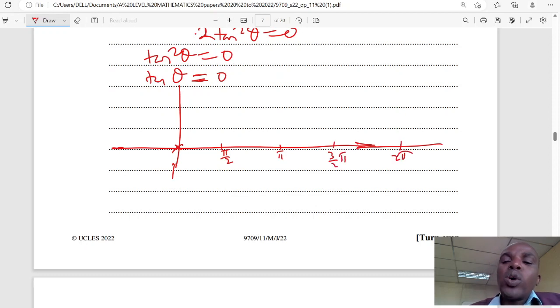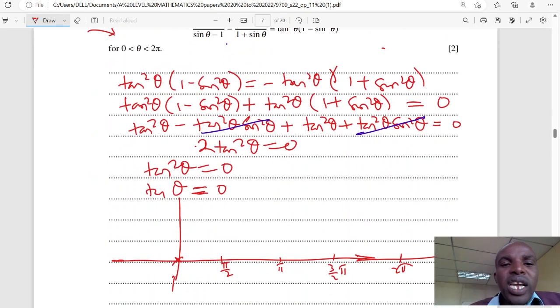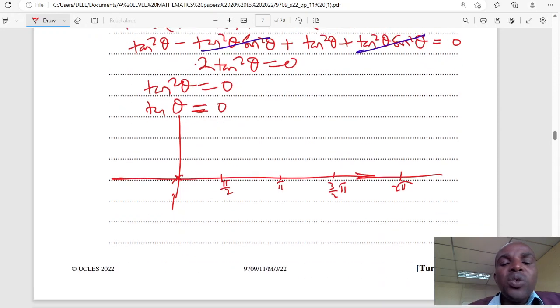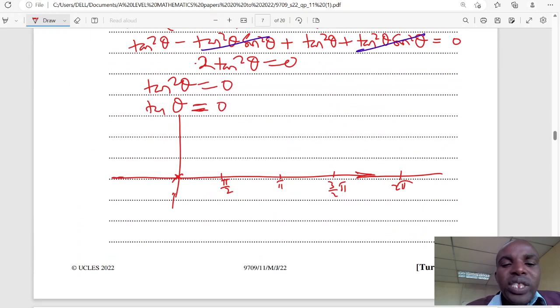But we don't have to go even this far. Why? Because our values must be between 0 and 2 pi, and 0 is not included because there's no equal to. 2 pi also is not included. So it's in between these items. Tan 90 is supposed to be an asymptote here, in this part. Then 180 is also another item.